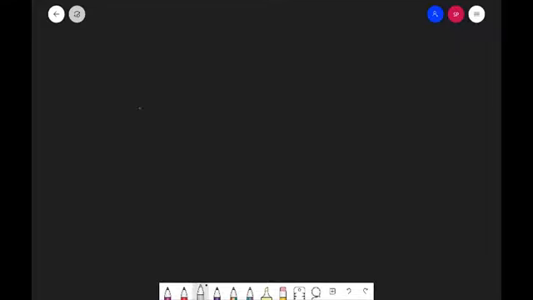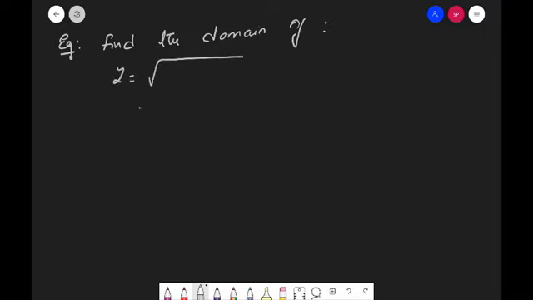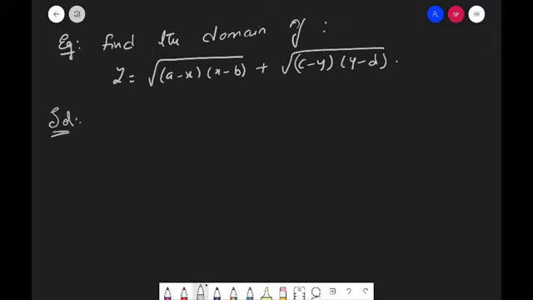Now let us look at the second example. Here you are given the function. Find the domain of z is equal to under root of (a minus x) into (x minus b) plus under root of (c minus y) into (y minus d). So let us look at the solution.